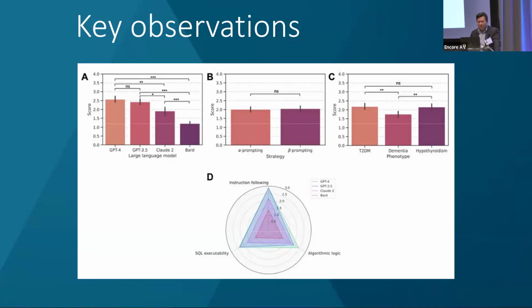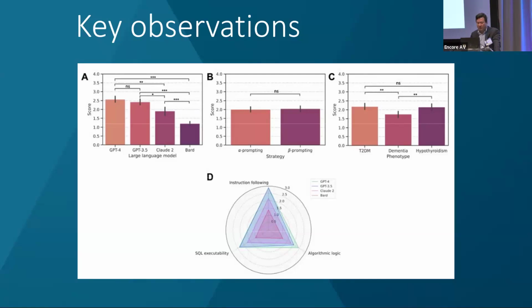Panel B shows we tried two different prompting strategies. One is zero shot: we just ask, give me an algorithm in SQL based on the OMOP model. The other one is: here is an example from a different disease, a different study, can you give me a similar example for another target phenotype? And you can see the two strategies look very similar. There's no big improvement.